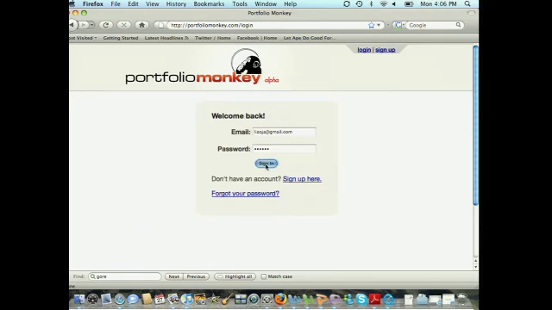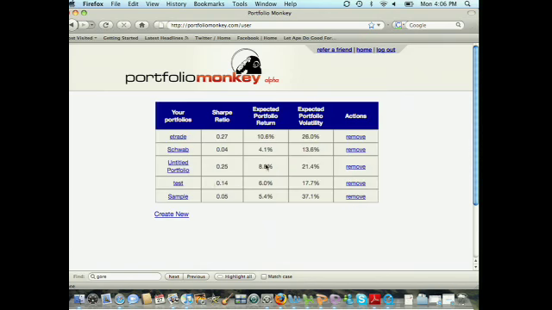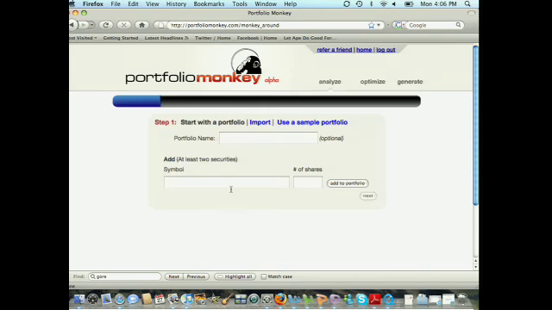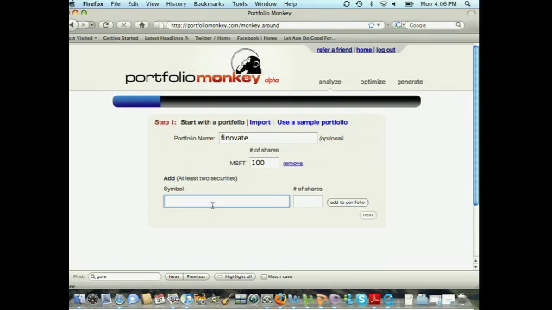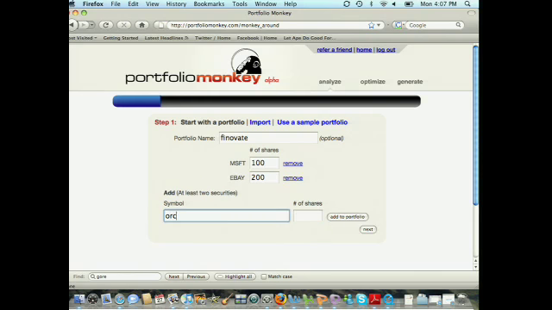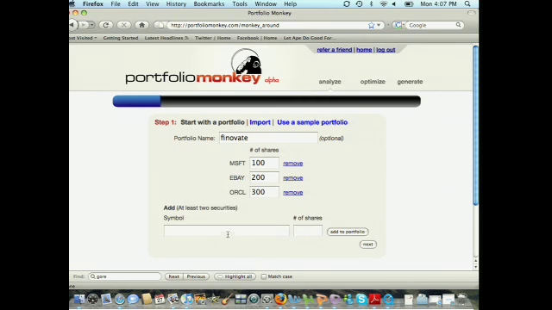Log in and create a portfolio. We'll call this Finovate, and I'm going to add some stocks. Microsoft, let's put in eBay. Let's throw in Oracle, and we'll put in gold since that seems to be an asset class that's in vogue these days.